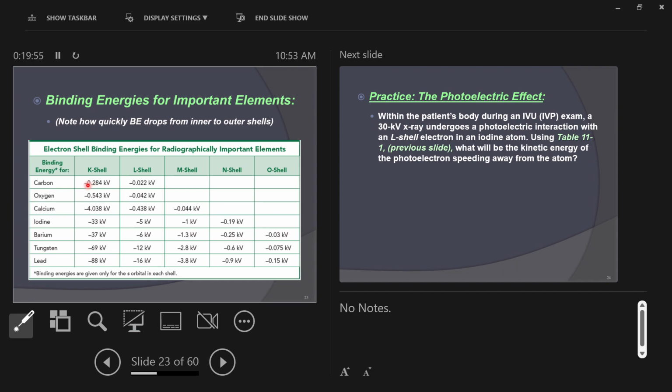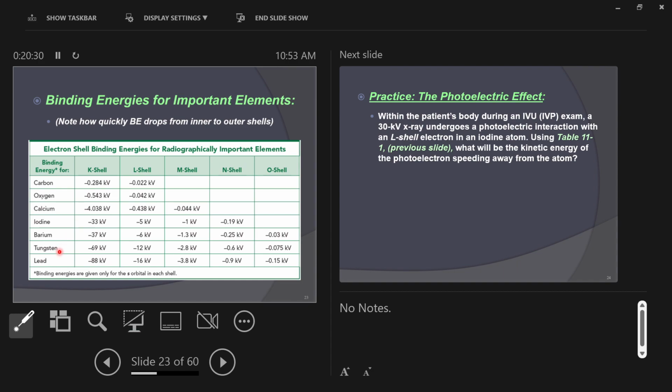Anyways, what this table shows you are, on the left column, here are some atoms of stuff that you'll find in the body: carbon, oxygen, calcium, iodine, barium, tungsten, lead. Maybe not all of these in the body necessarily, but in and around the body, in and around the X-ray room, these are things. Now, each column gives you a shell. Okay, K shell is the innermost shell of an atom. L shell is the second shell out. M, N, and O as we go out and out and out.